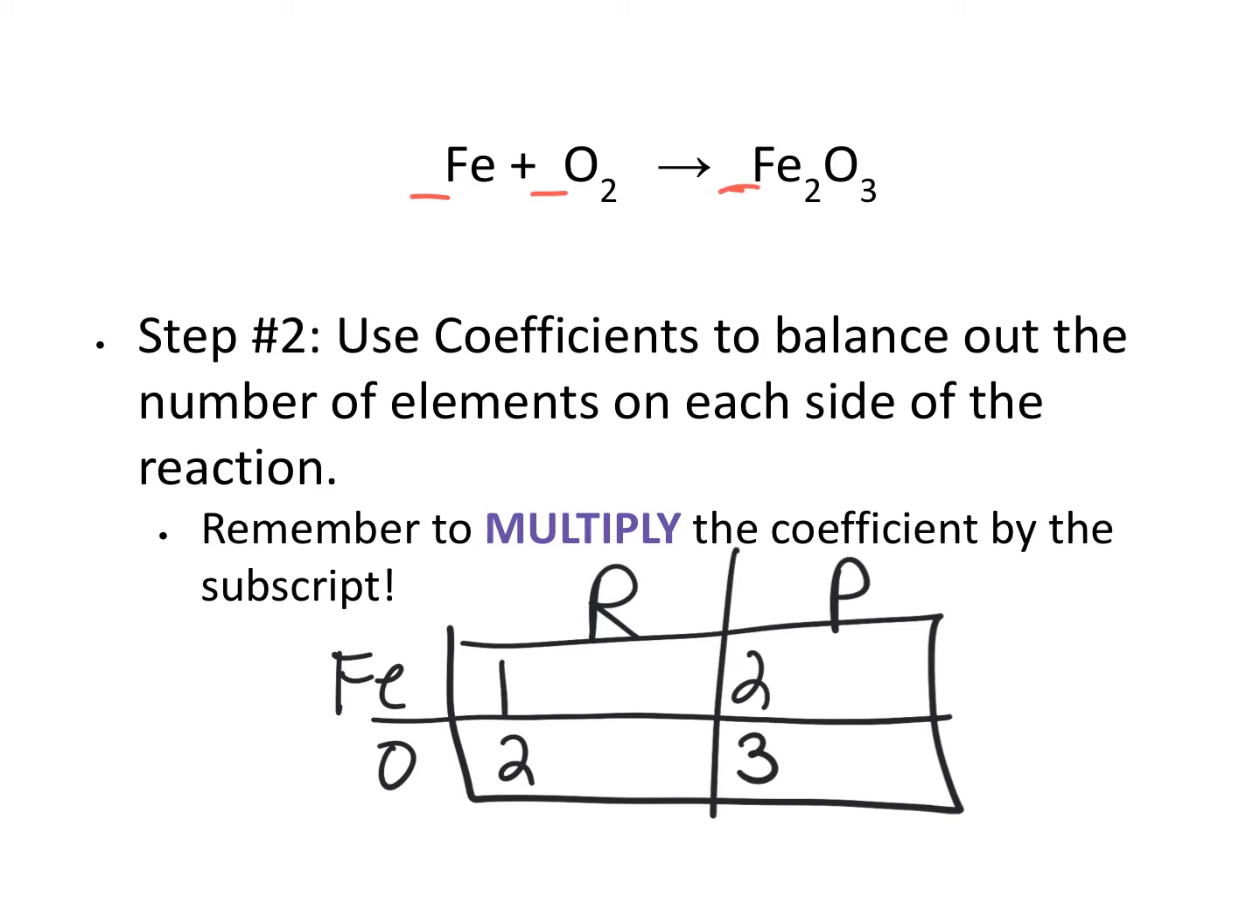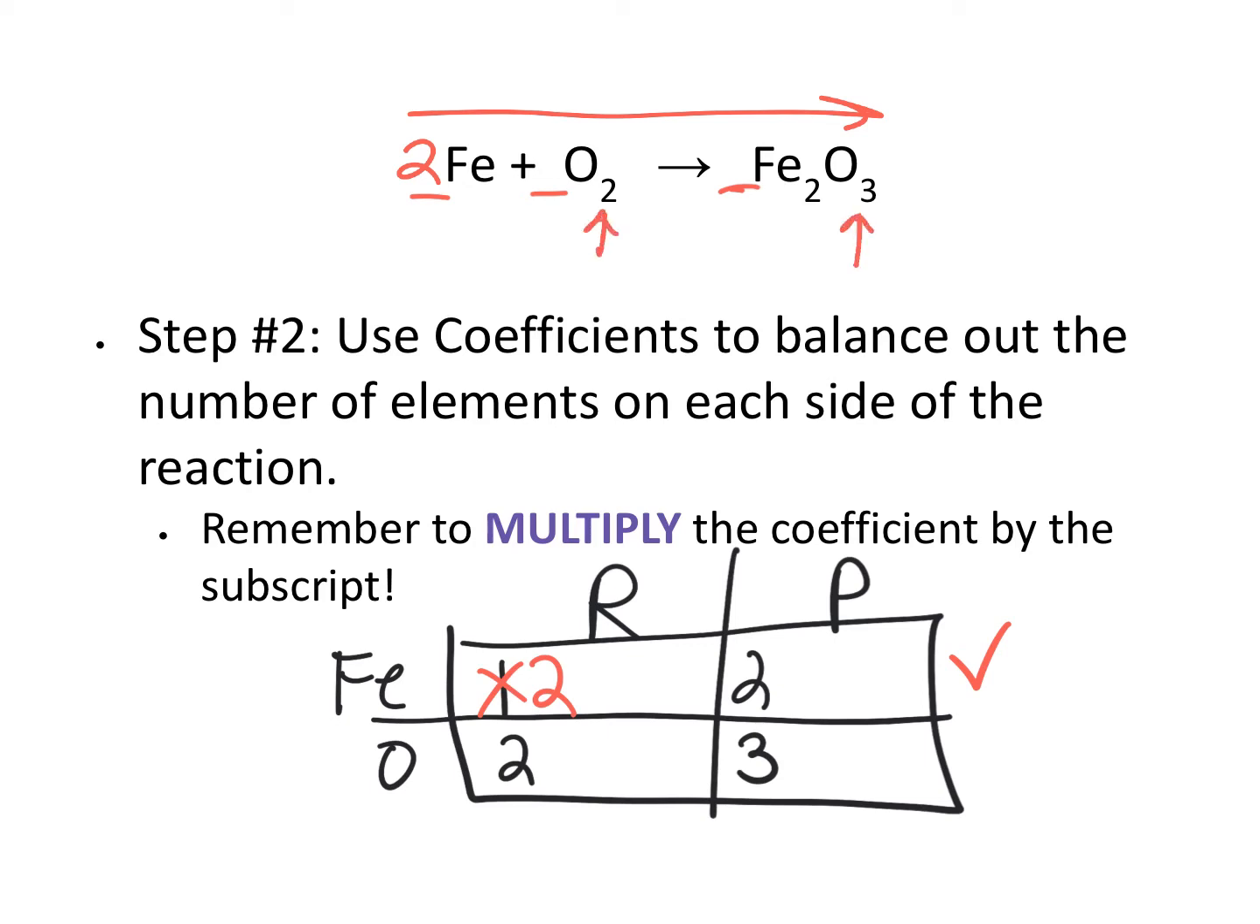So I'm going to start by balancing out my irons. I like to go from left to right in this direction. If I add a 2 here, this would give me 2 irons on my reactant side and 2 on my product side. So this coefficient would help balance out my irons. Now looking at my oxygens, I have 2 over here, I have 3 over here.